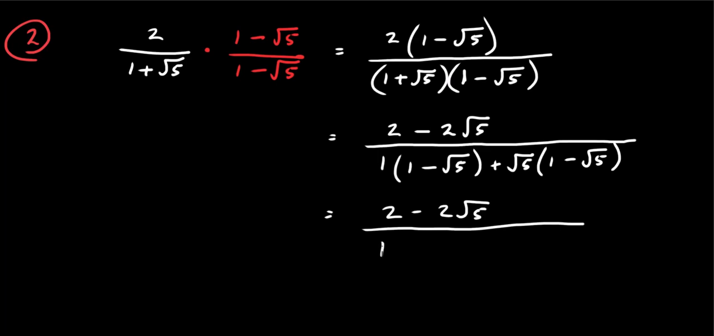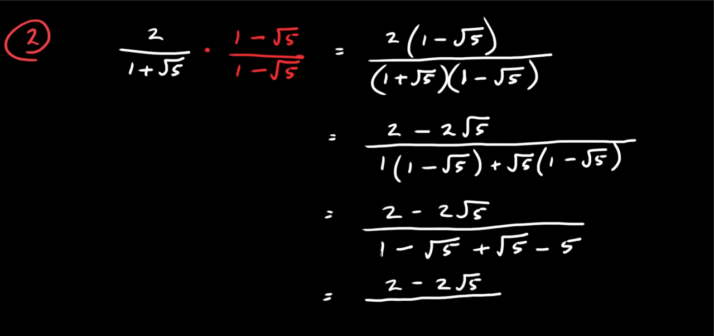1 times 1, 1. Plus times minus, minus. 1 times root 5 is root 5. Plus times plus, plus. 1 times root 5, root 5. Plus times minus, minus. Root 5 times root 5 is just 5. Okay, so now if we look at what's on the top, we've got 2 minus 2 root 5. On the bottom, we've got 1 minus 5, which is minus 4. And what we've got here is a minus root 5 plus root 5, which will just give us 0.